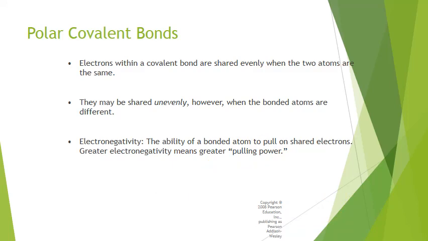The tendency of an atom to want to be greedy about sharing electrons is a term called electronegativity. And there's actually a chart on page 399 that will show you the electronegativities, the tendency of various atoms to pull on electrons. And the lower the number, the less greedy; the higher the number, the more greedy.